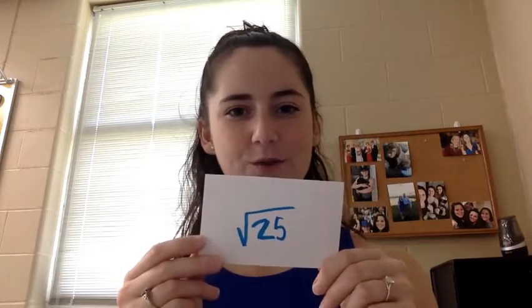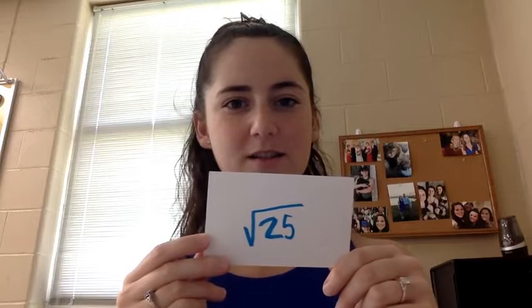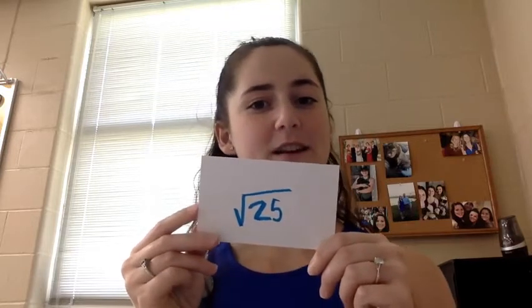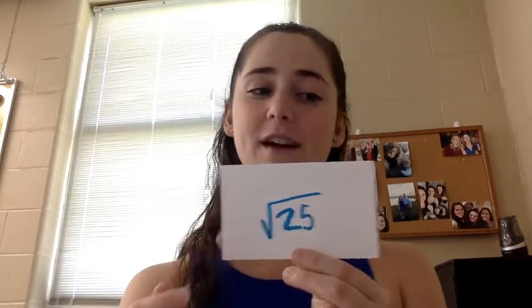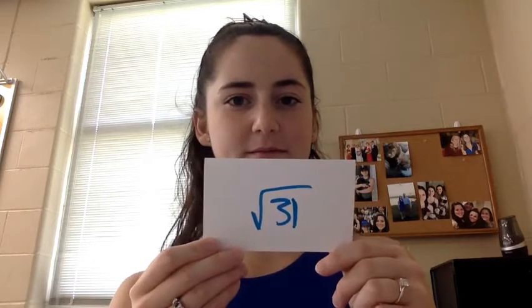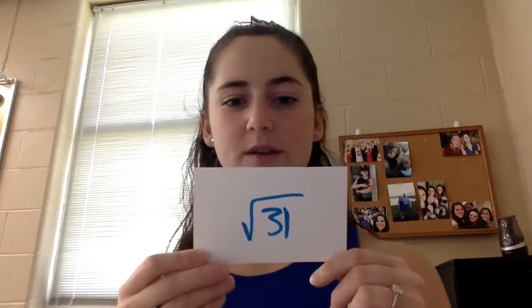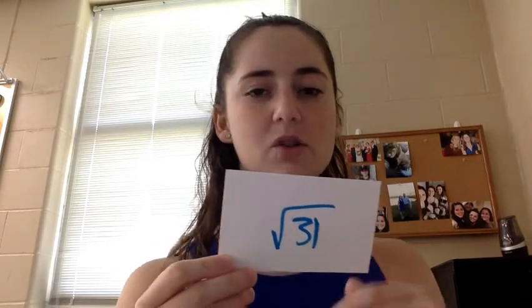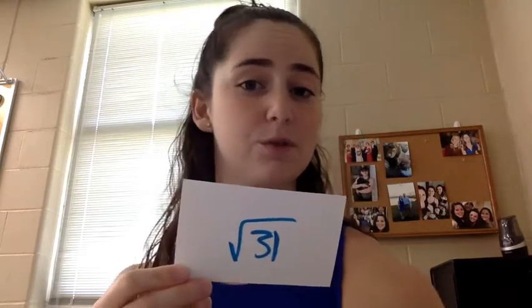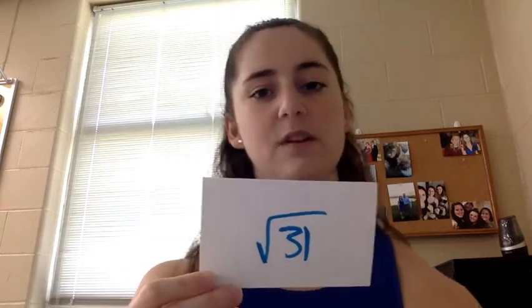The square root of 25. This one is perfect. 5 times 5 equals 25, so the square root of 25 equals 5. The square root of 31. This one is imperfect. The square root of 25 is perfect, and the square root of 36 is perfect. So any number between those will be imperfect.